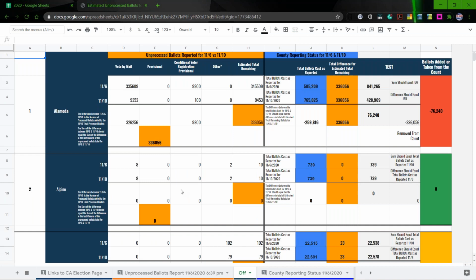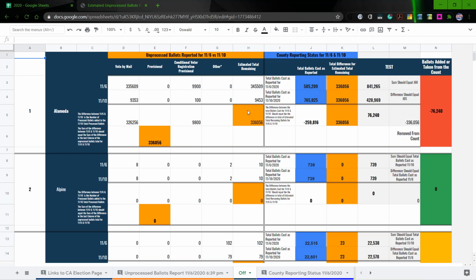So here we are. We're going to use Alameda as our example for the time being. Everything on this left-hand side, underneath this orange on unprocessed ballots, is exactly that, the unprocessed ballots numbers. This top line represents November 6th, and the second line represents November 10th. This is true all the way down throughout every single one of our 58 counties. It's all laid out the exact same. I'm just going to go over this with Alameda to explain. And then everything on the right-hand side, underneath the blue county reporting, is just that, the total numbers reported for November 6th and November 10th.